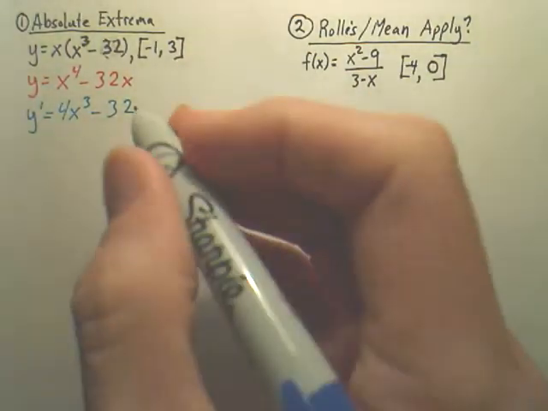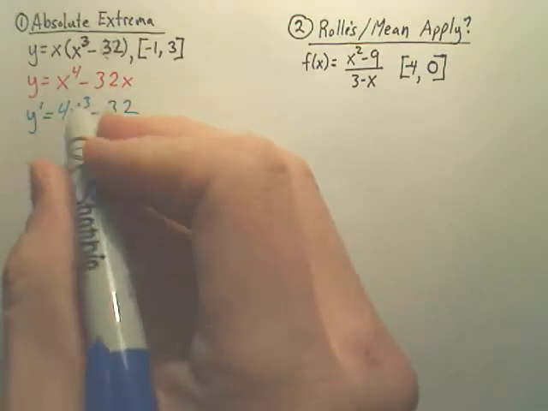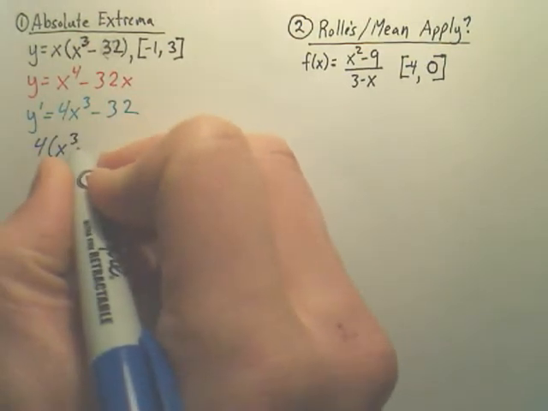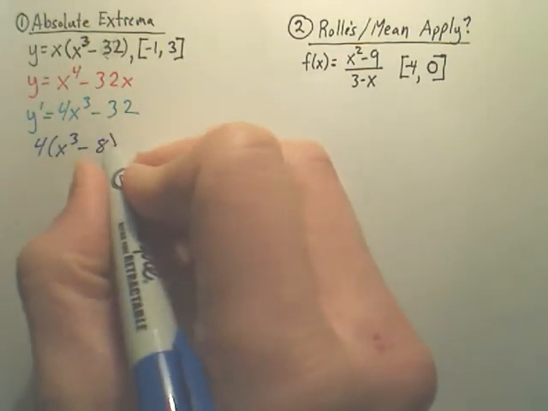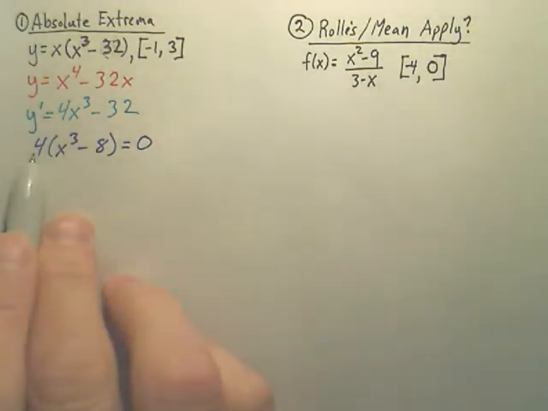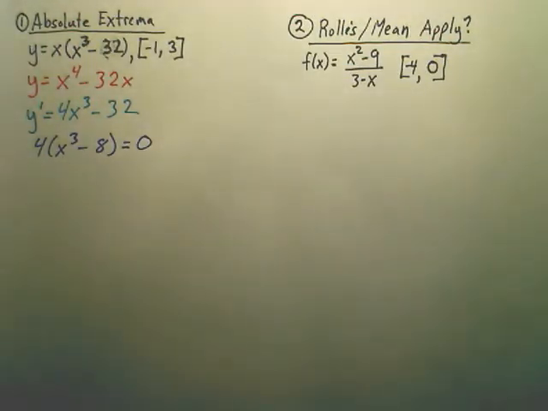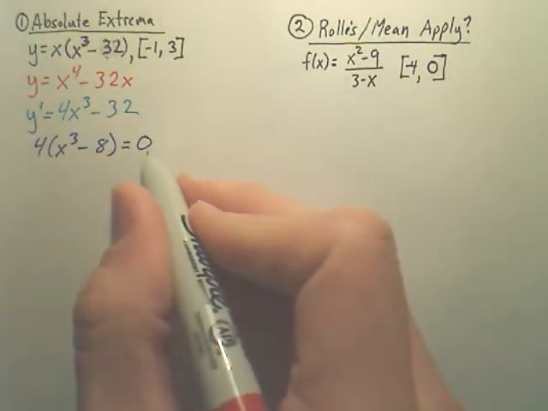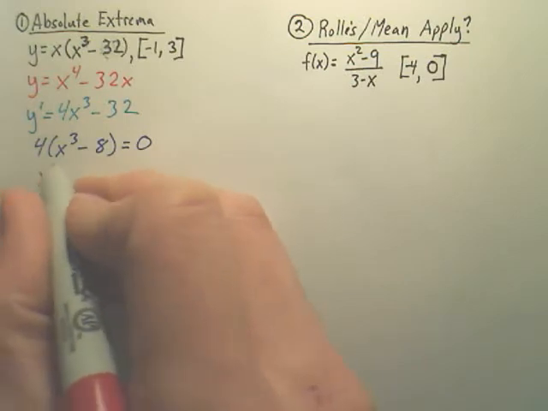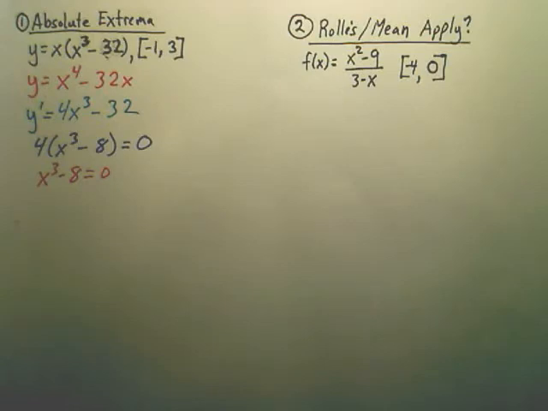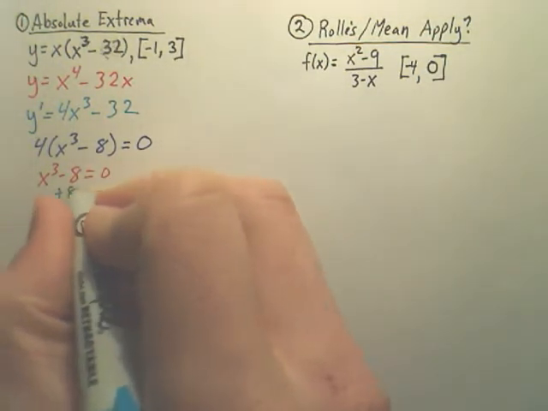Now I want to set that equal to 0, so I'm going to pull a 4 out, leaving you x to the third minus 8 equals 0. So you can set the derivative equal to 0. I didn't have to pull the 4 out, I just did, I like doing it. And you don't set the 4 equal to 0 because that doesn't do anything. So when you set x to the third minus 8 equal to 0 and solve that, you add the 8 over.